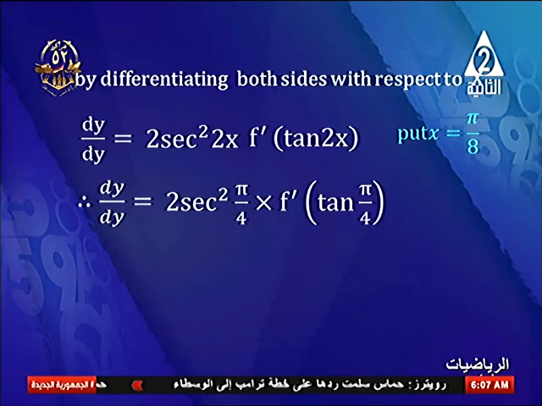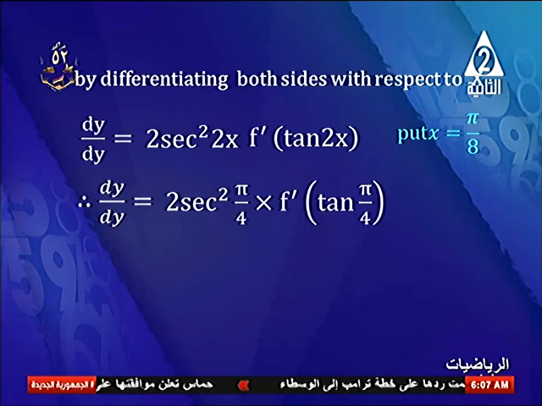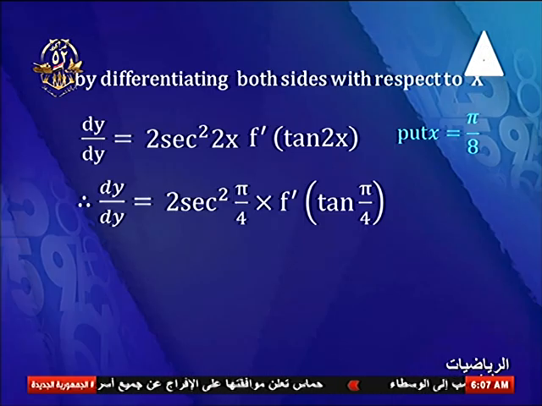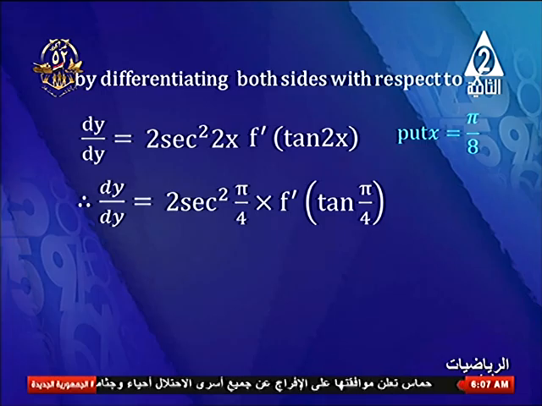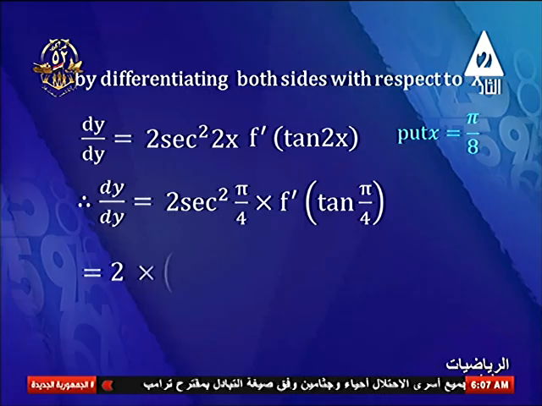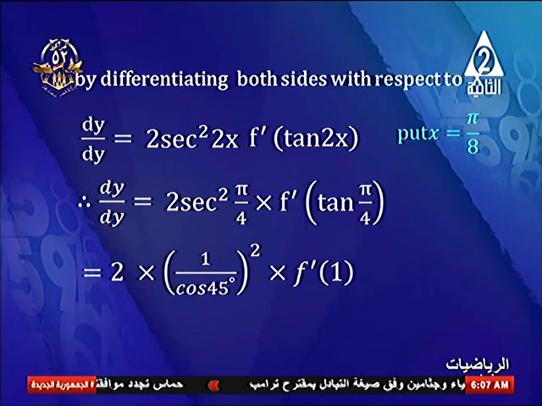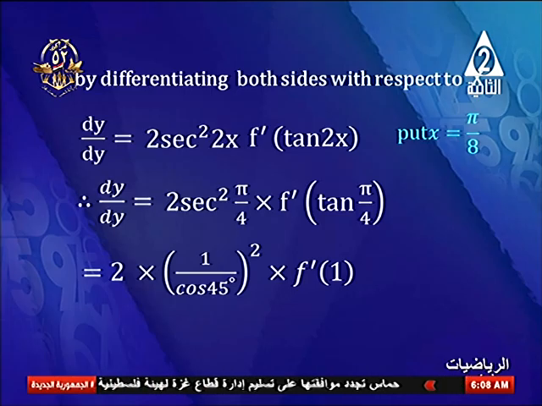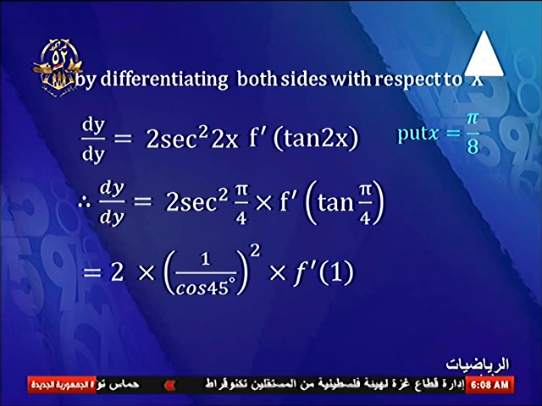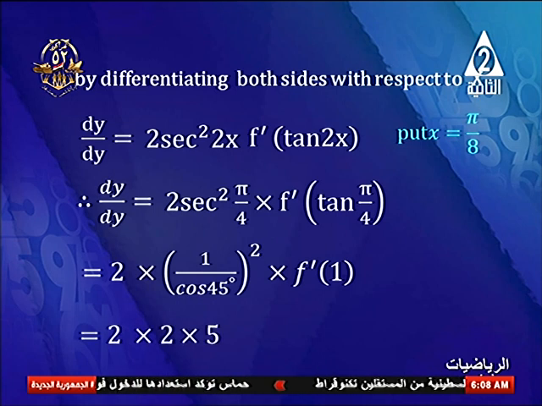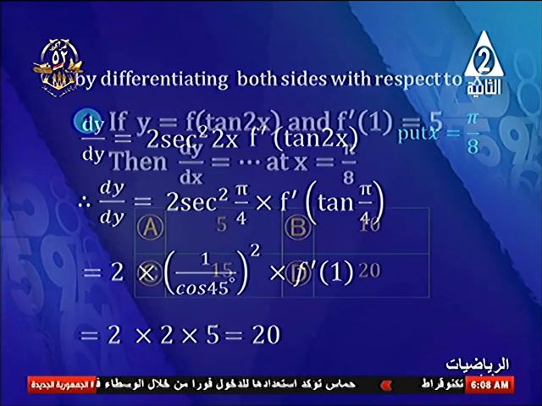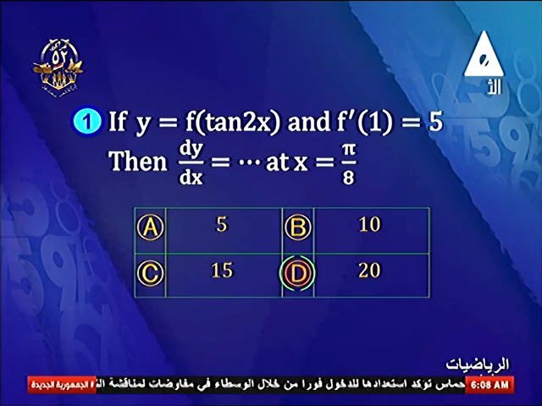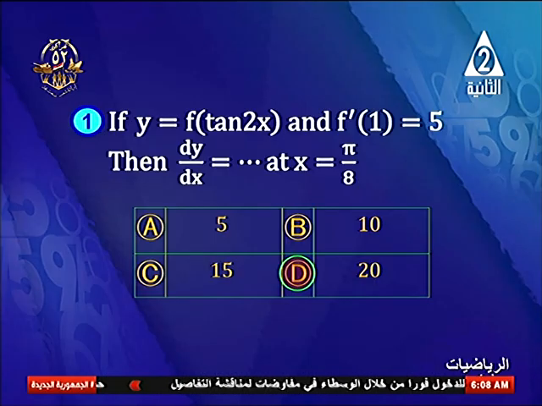We know that tan pi over 4 equals what? Excellent student. Tan 45. What is the tan 45? Is 1. Then we know dy over dx equals 2 multiply 1 over cosine 45 power 2 multiply f dash of 1. Answer is 20. Then the answer is number D, which is 20.